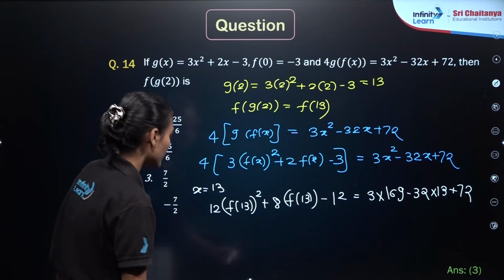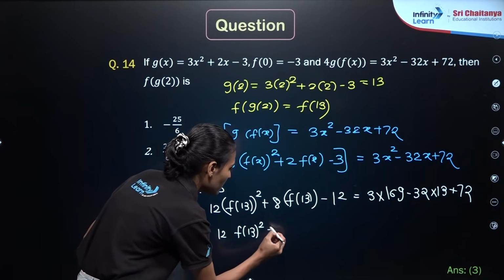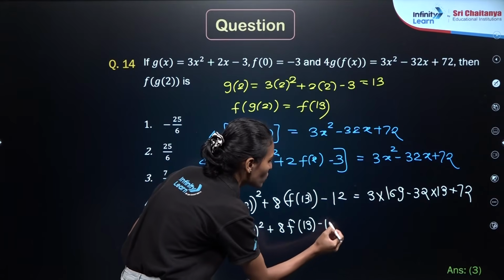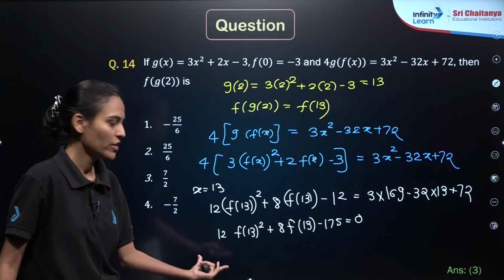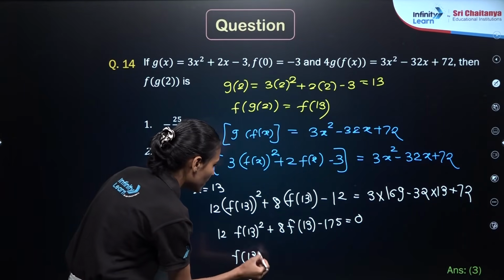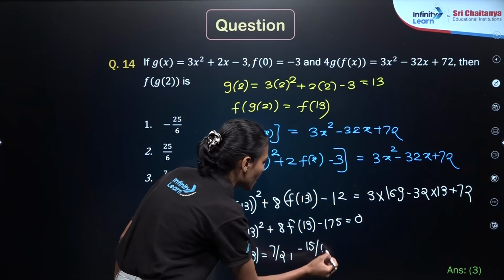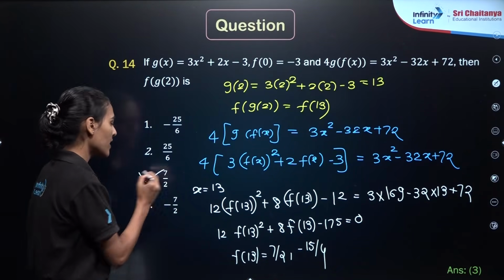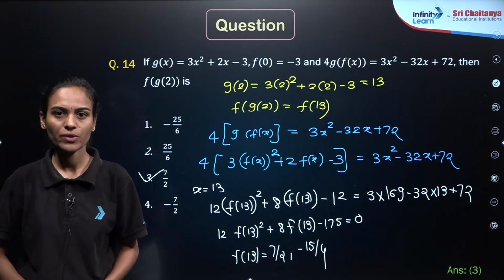This will give you a quadratic equation: 12 times f of 13 square plus 8 times f of 13 minus 175. As it is a quadratic equation, we can directly find roots. From here you will get f of 13 as 7 by 2 and minus 15 by 4. So the answer will be 7 by 2, which is in the options, hence option 3 is correct. So in this way you can deal with this type of questions.